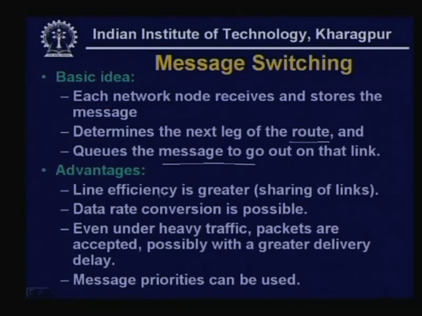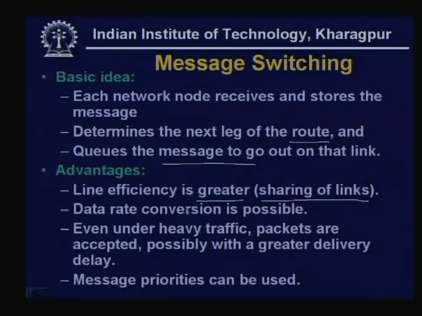Here the advantage is line efficiency is greater. Line efficiency is greater because it is being shared. Here, as I have mentioned, it is essentially a store and forward approach. So a particular link at any point of time can be shared by a number of source destination pairs. That means a message is sent, the next moment another message is sent, so a queue is formed, and from that queue the messages are sent. So as a consequence the link is shared, and data rate conversion is possible.